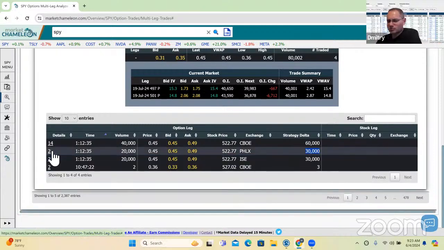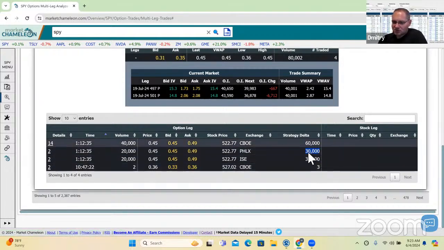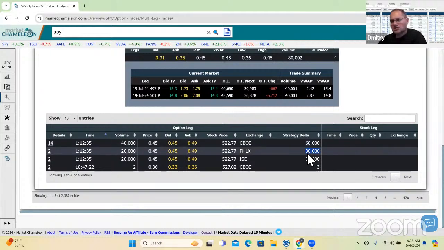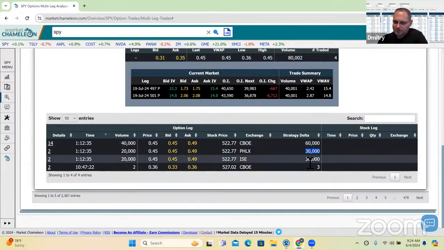But it's a pretty sizable delta. What does that mean? Well, all these, just without this 3 lot, is 120,000 delta, meaning that if the stock moves $1, up or down, the options, all these options put together, whoever did all of them, the value of that strategy is expected to change by $120,000 for a dollar move. So those are the option deltas here.